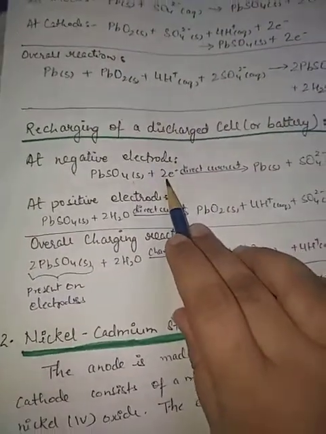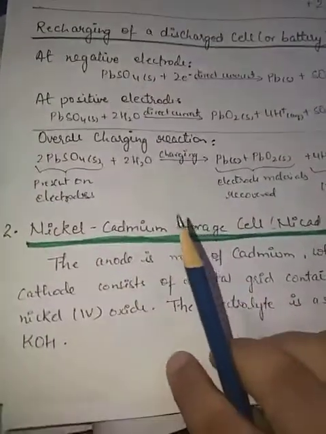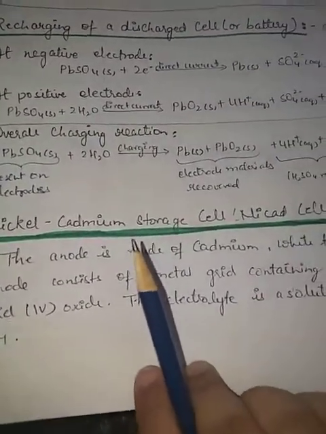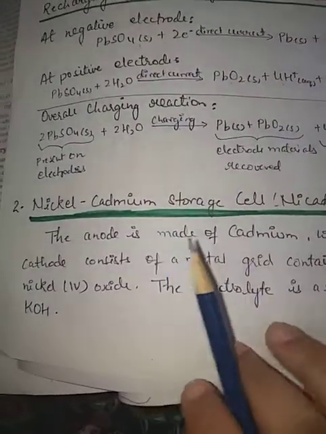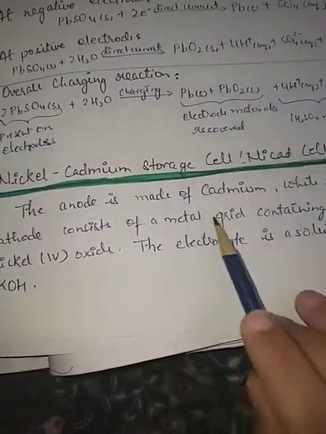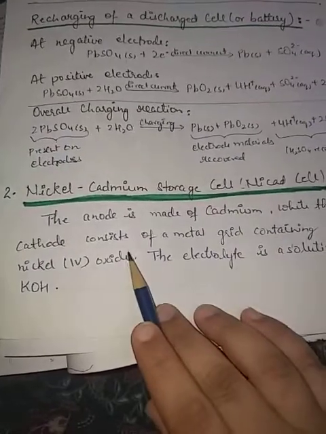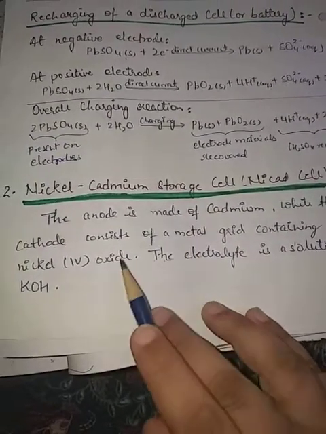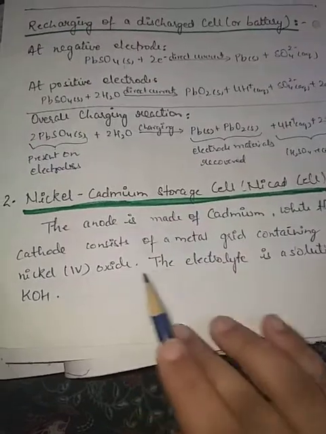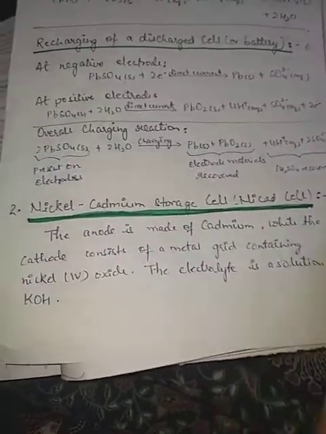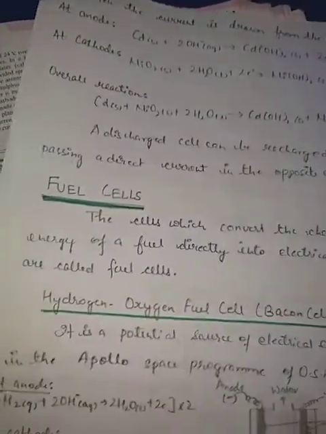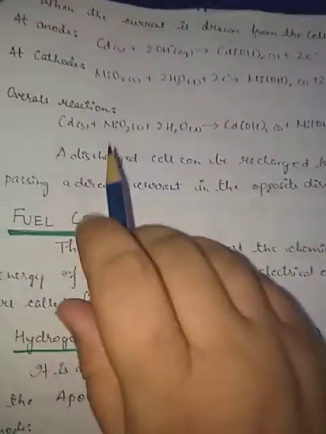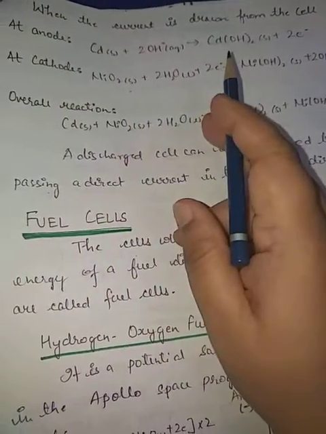Two processes are here. Now the second one is the nickel cadmium storage cell, which is also called NiCad. In this cell the anode is made of cadmium, and the cathode consists of a metal grid which contains nickel oxide, and the electrolyte used here is KOH. KOH is used here as an electrolyte. Now see the reactions which will occur here when the current is drawn from the cell.